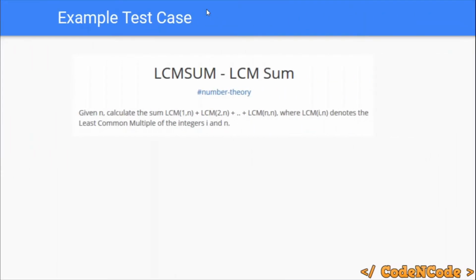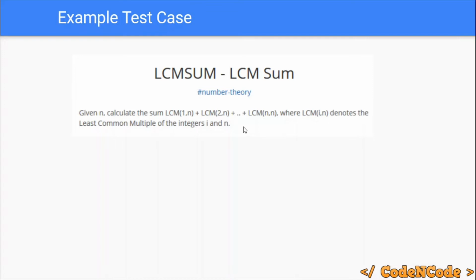So the problem is very simple. You are given n and you have to calculate this sum: the sum of LCM of (1, n) plus LCM of (2, n) plus LCM of (3, n) and so on until LCM of (n, n). This is the expression that we have to evaluate. Now, of course, the definition of LCM is given here.